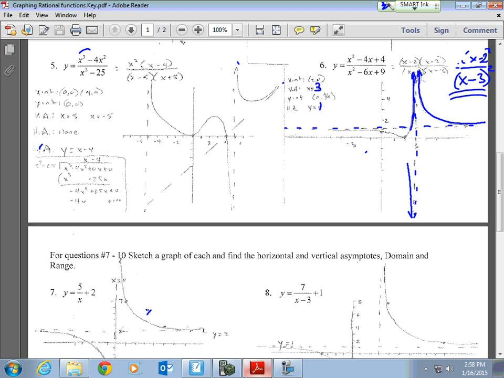Why did I bounce off the x-intercept instead of passing through? Because that factor is squared. It bounces off, and it passes through the y-intercept of 4/9. As x goes to infinity, y will approach the horizontal asymptote. Okay, hope that helps. All right, off to the newer stuff.